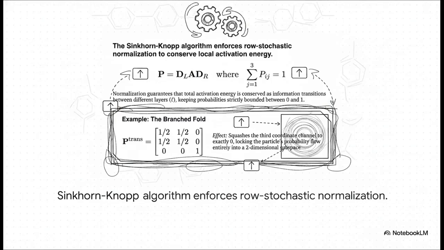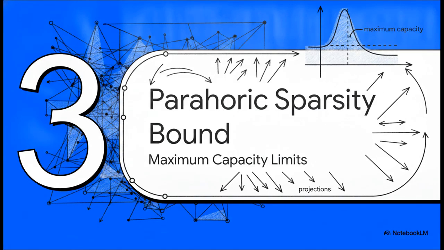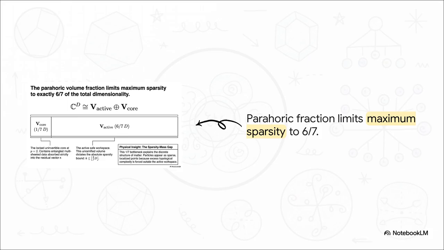Let's look at Section 3, the parahoric sparsity bound. Now that our projections are algebraically stable, we have to calculate the absolute maximum capacity of this mathematical workspace. This is where the parahoric volume fraction comes in, acting almost like an informational black hole. It dictates that the maximum simultaneous token rays are strictly capped at exactly 6/7 of the total layer dimension.